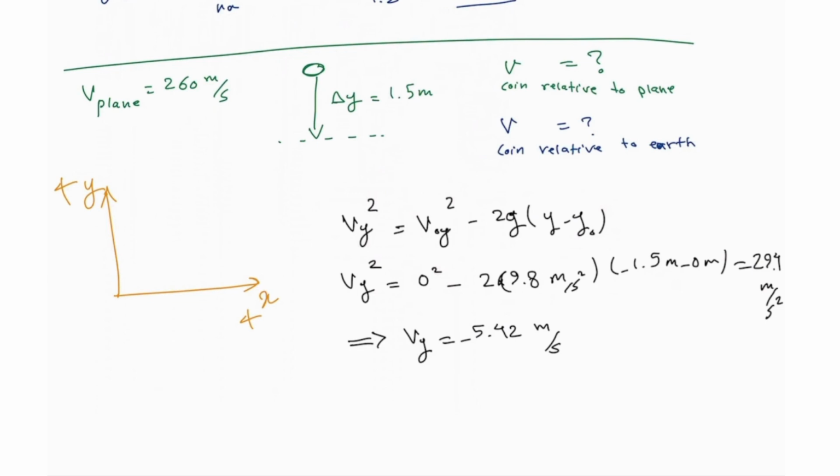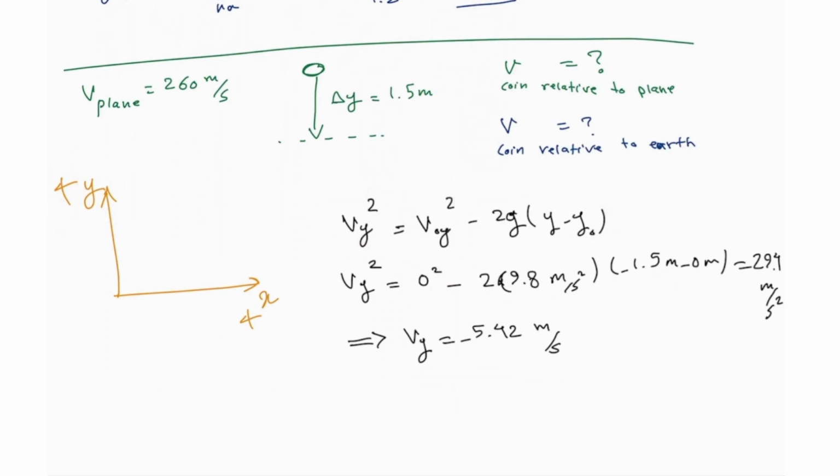Also note that the final velocity that we found here is negative, and this is because the velocity is directed downward and we chose the upward direction to be positive. So far we have found Vy. Is there Vx relative to the plane? There is no initial horizontal velocity relative to the plane and no horizontal acceleration, so there is no Vx.